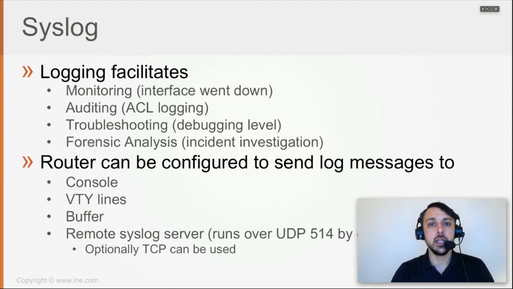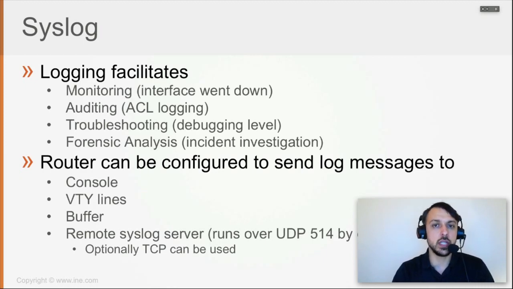It is because UDP is connectionless. What that means is that the router is going to send the log messages to the Syslog server, but there is no confirmation if the log message actually reached the Syslog server, or if it has been lost in transit, or whatever happened with the packet. So ideally, you could implement TCP to make sure that there are no lost log messages in the network because of transient network issues, or because the Syslog server had a problem.